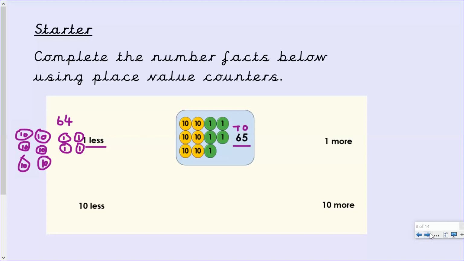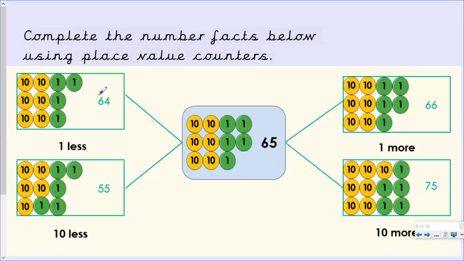Okay, now let's look at the rest together. So we've just done 1 less, which gave us 64. So what would 1 more than 65 be? Which column would we need to look at? To get 1 more, we need to look at the ones column. So 1 more than 65 is 66. We are going to need 6 ones. And has my tens column changed? No, because we only needed 1 more, which got added to our ones column.